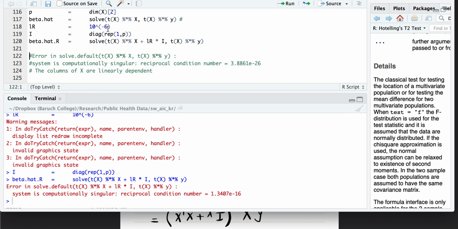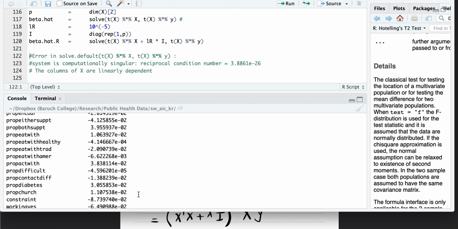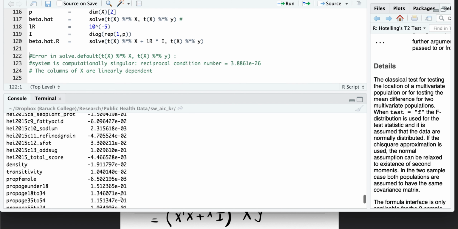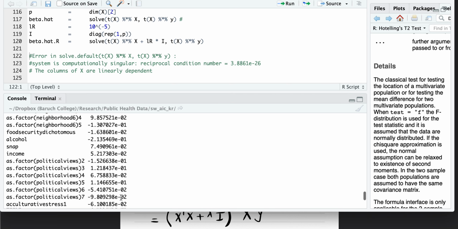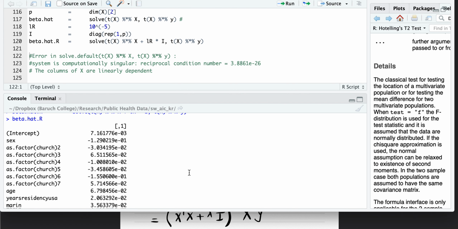Now, when lambda gets too small, then we will get back to the problem. It's almost singular, so 10 to the power negative 6 is probably too small. Let's see if 2 times. Okay, that works. And you know, now the coefficients are bigger. So this is ridge regression.